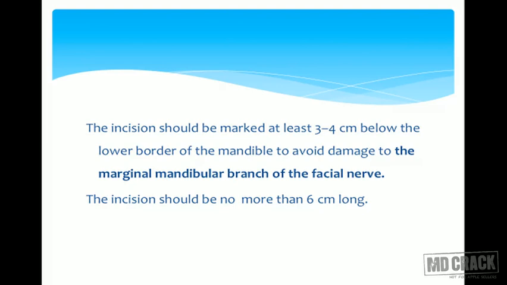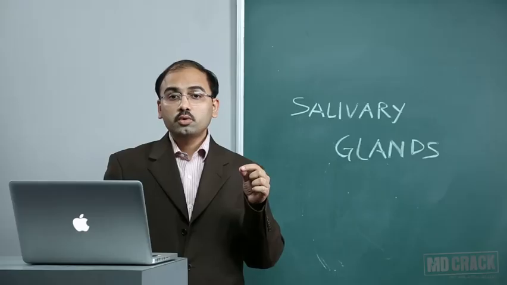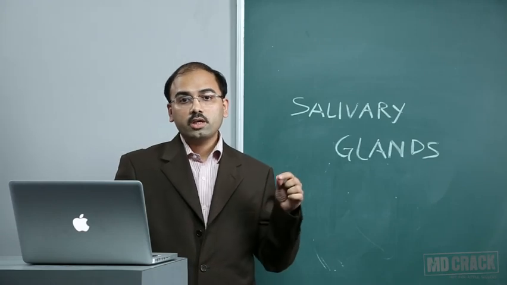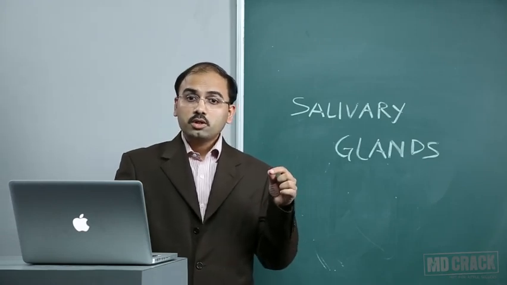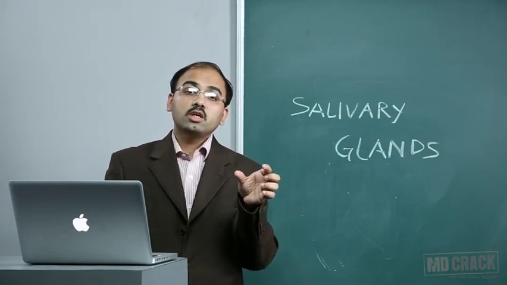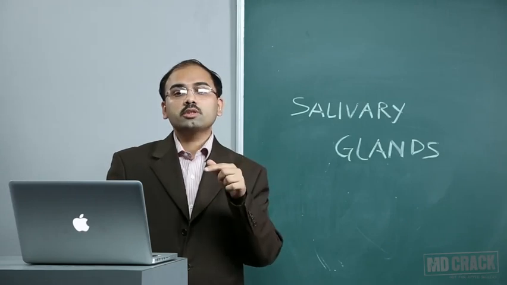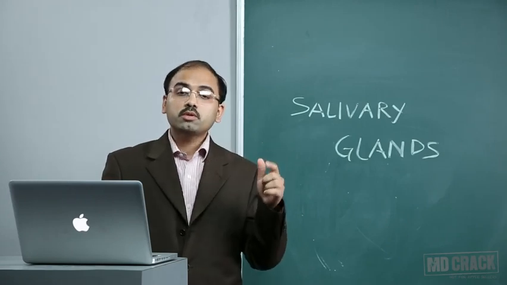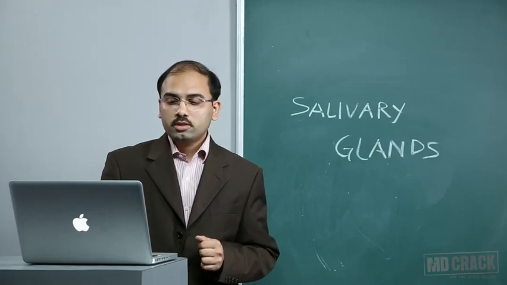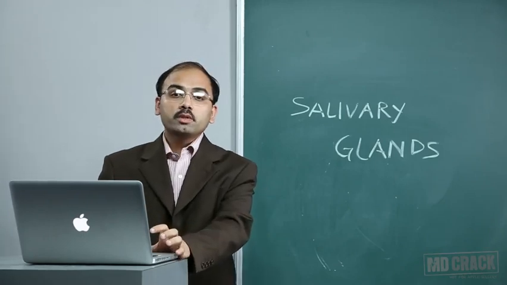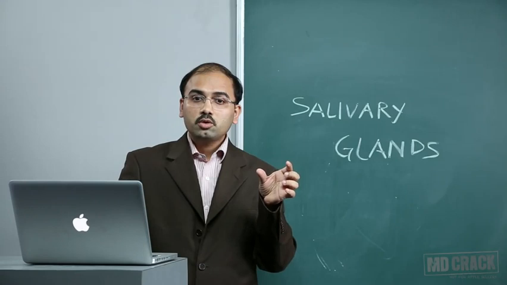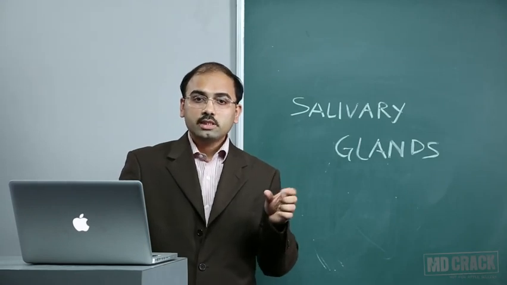Which of the following nerves are likely to be damaged during incision for excision of the submandibular gland? You should note that they have specifically added the word incision. When you take the incision, these nerves are likely to be damaged, but if you go deep down, there are other nerves which can be damaged. The incision should be no more than 6 cm. You should restrict the length of your incision to 6 cm.